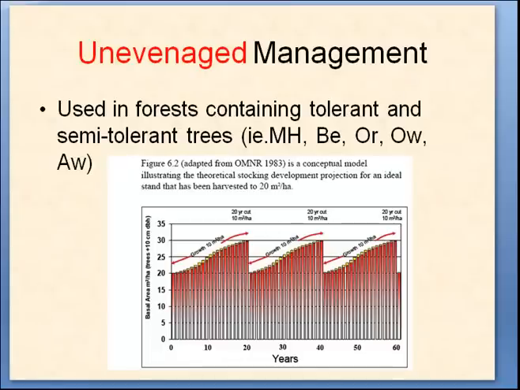In uneven age management, it's a little different. First of all, where would we use uneven age management? A key thing is we use it in tolerant or semi-tolerant to shade trees. Hard maple, beech, red oak, white ash, and so on. So what do we do here?